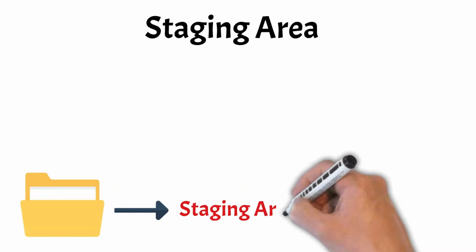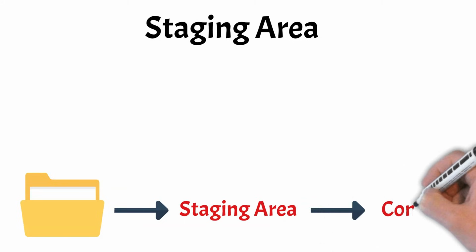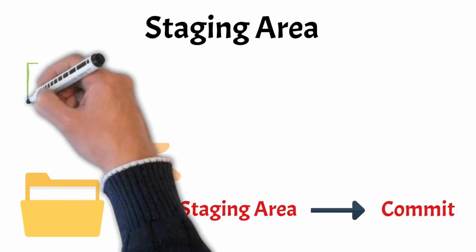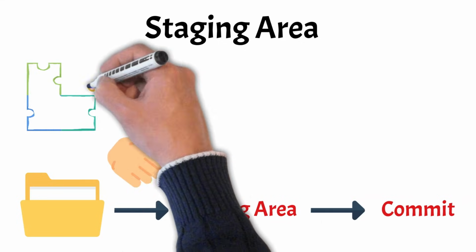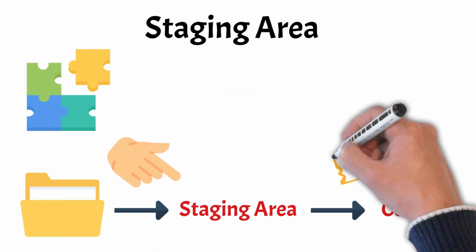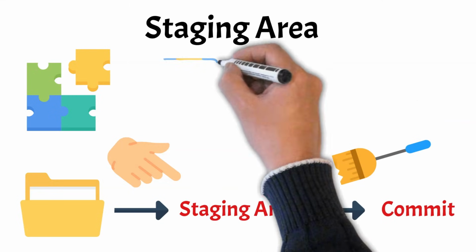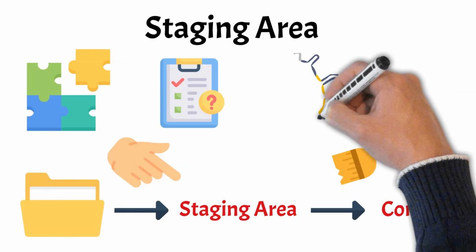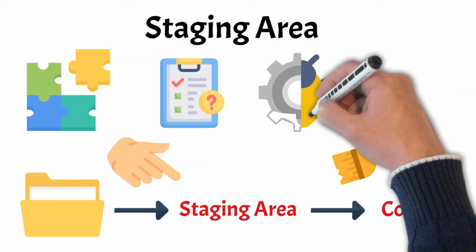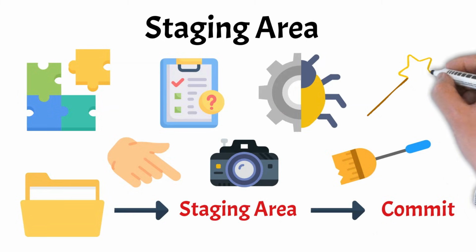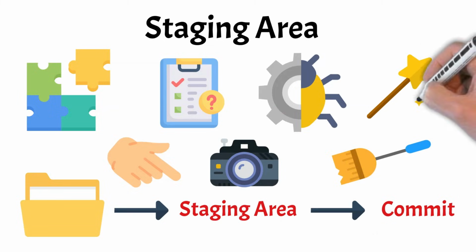When you edit files, those changes don't immediately go into a commit. Instead, you first add them to the staging area, where you can carefully select which modifications should be included. This gives you control to group related changes together and keep your project history clean and organized. For example, you might update multiple files, but only stage the ones that belong to a specific feature or bug fix. Once everything you want is staged, you commit them as a single, well-structured snapshot. In short, the staging area helps you organize and polish your commits before they're saved.